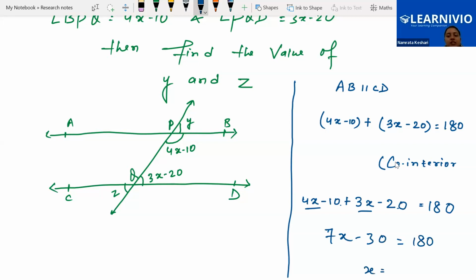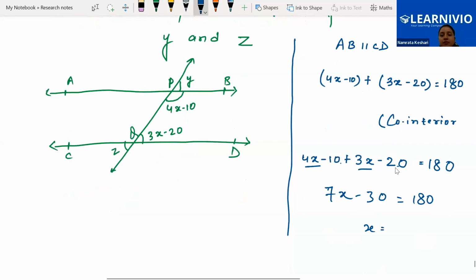What is the x value? Please let me know. 150 upon 7. Okay, you have found 180 plus 30. And this is 7. X will be 180, 190, 210, or 200? 30 degrees, right? X we have found is 30 degrees.